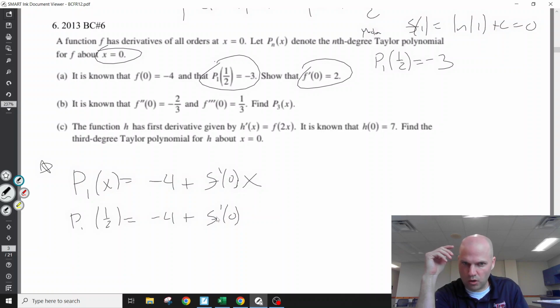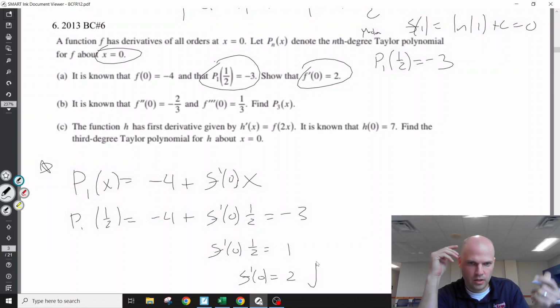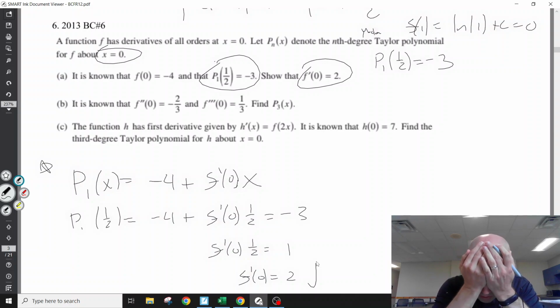Which still means you don't know f prime of 0. And that equals -3. There you go, solving for this by multiplying by 2, and you get f prime of 0 is 2. That's what we wanted to be shown, and it's shown. That's mathematics.